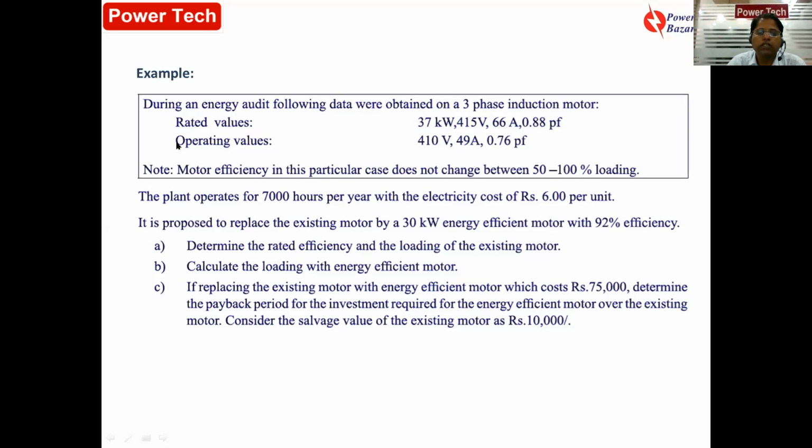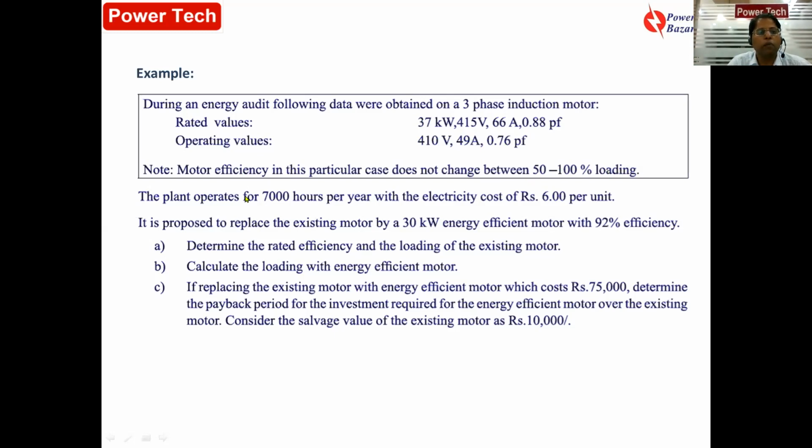Now the motor is operated. With the help of a power analyzer, we measure the operating values. What is the input value? Voltage 410 volt. What is the input current? 49 ampere. Input power factor is 0.76. That means the operating values have changed from the rated values. Now motor efficiency in this particular case does not change between 50 to 100% loading. That means the motor efficiency remains the same if the loading is 50 to 100%. So this is one data.